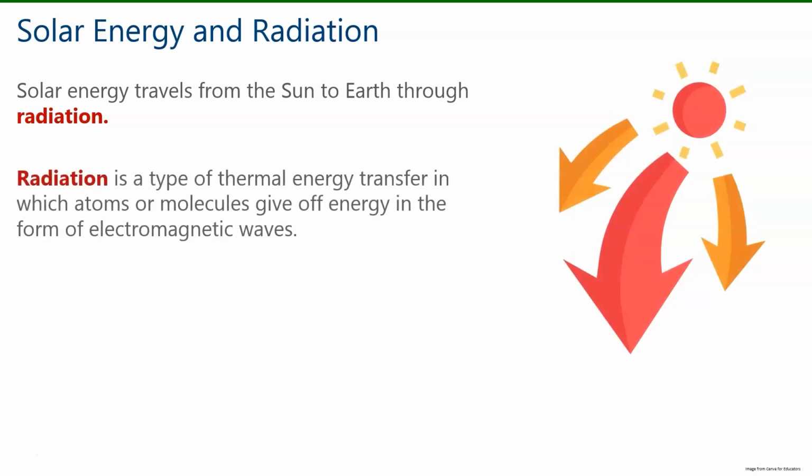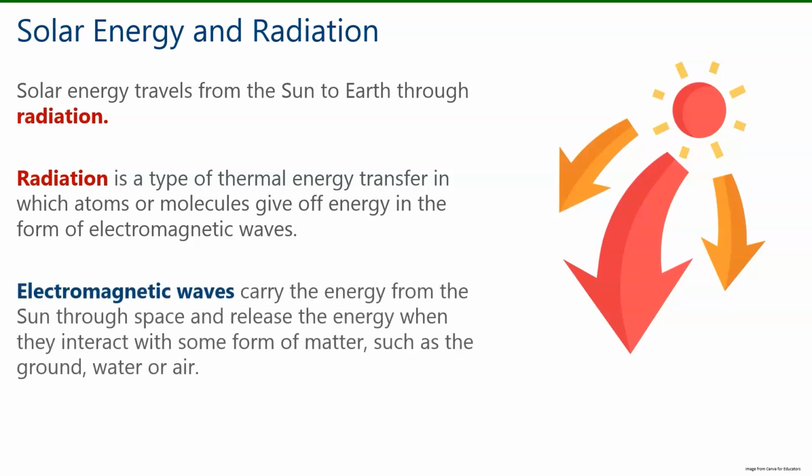Radiation is a type of thermal energy transfer in which atoms or molecules give off energy in the form of electromagnetic waves. Electromagnetic waves, you may remember from grade 8 science, carry the energy from the sun through space and release the energy when they interact with some form of matter, such as the ground, water, or air.